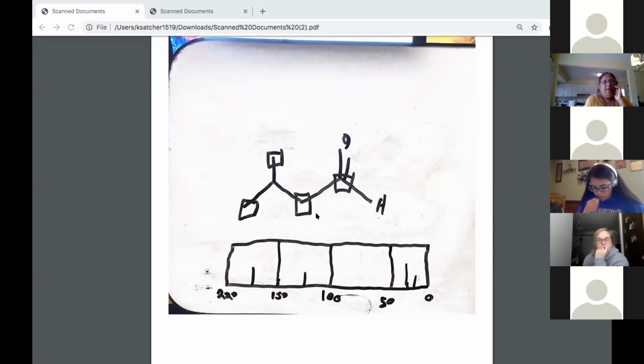And then what about that carbon that you missed? Where should it go? Since it's going to be sp3, I forgot it's going to be like an H right here too. So it's a methine carbon. Right. So it should also go there, 0 to 50.